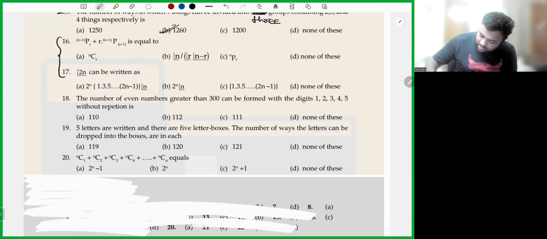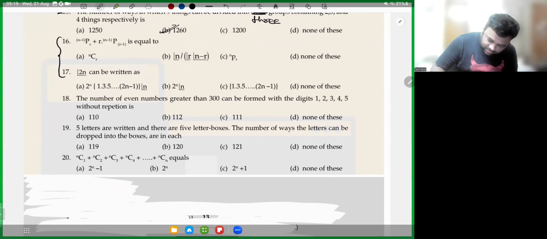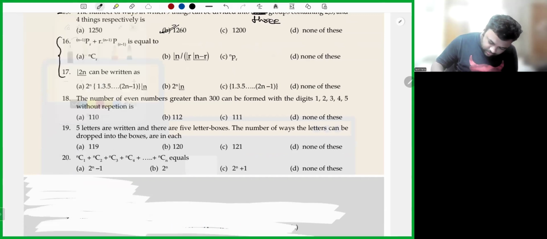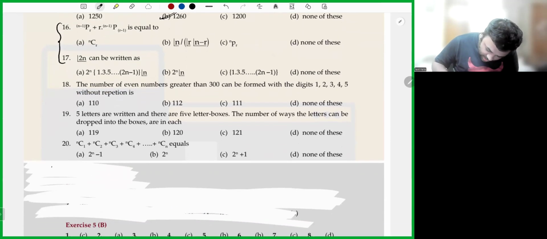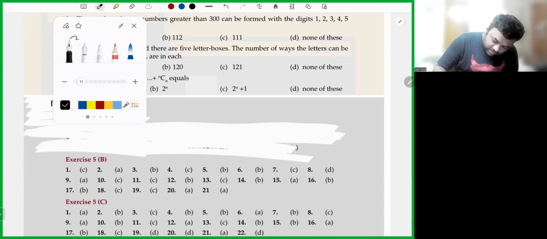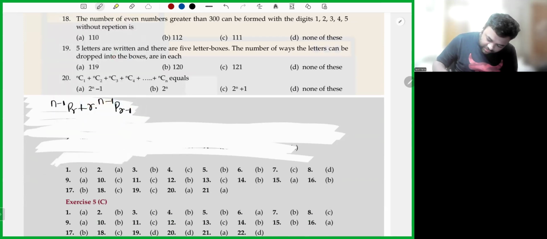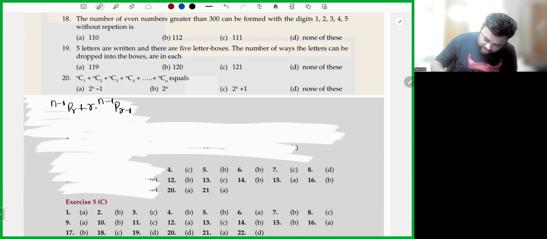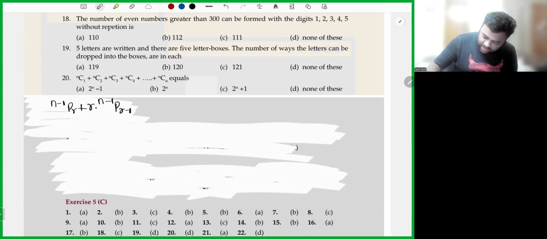Let's take any random numbers and then let's solve that sum. N minus 1 PR plus R into N minus 1 PR minus 1. This is the given question. We need not solve this. Take any random numbers. But make sure that N will be greater than R. That's a basic condition, right? You cannot violate that basic condition. N must be greater than R.